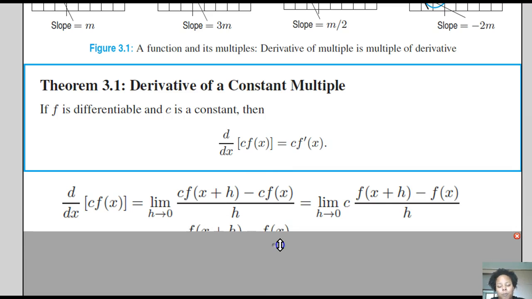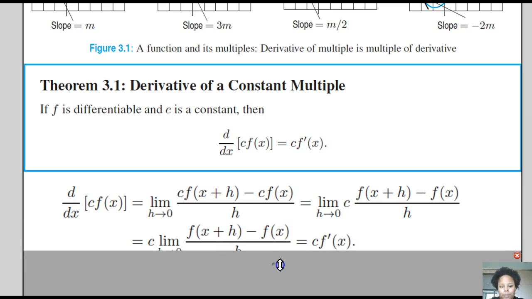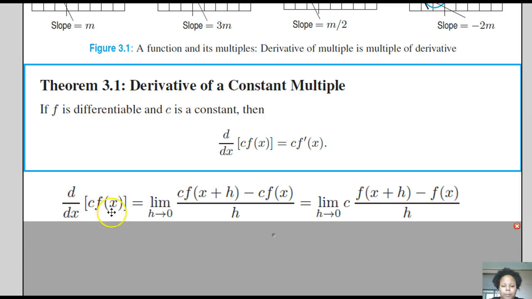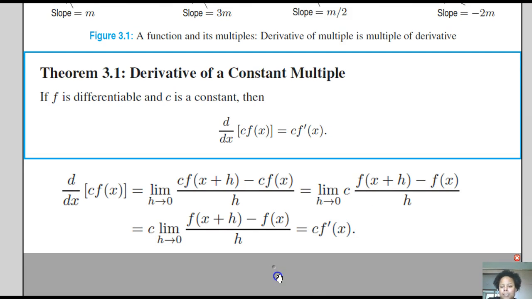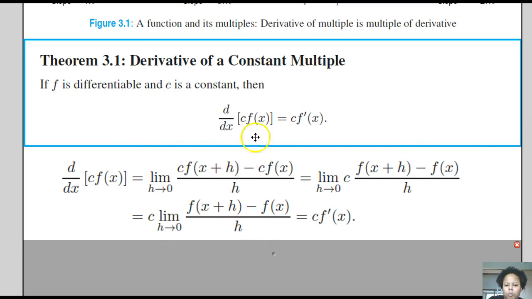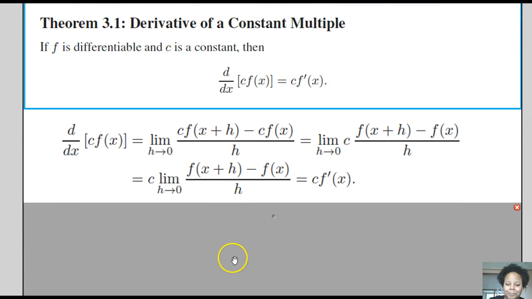The proof is based on the definition of the derivative. The limit as h approaches 0 of c times f of x plus h minus c times f of x, over h, is basically the same as pulling out c. What you're left with is c times the limit of f of x plus h minus f of x over h, which is exactly the definition of the derivative of the function at point x. So this is an important rule to remember: the derivative of a multiple of a differentiable function is equal to the multiple times the derivative of that function.